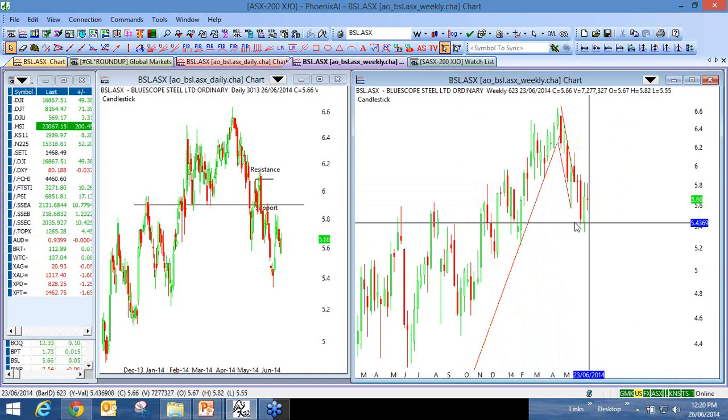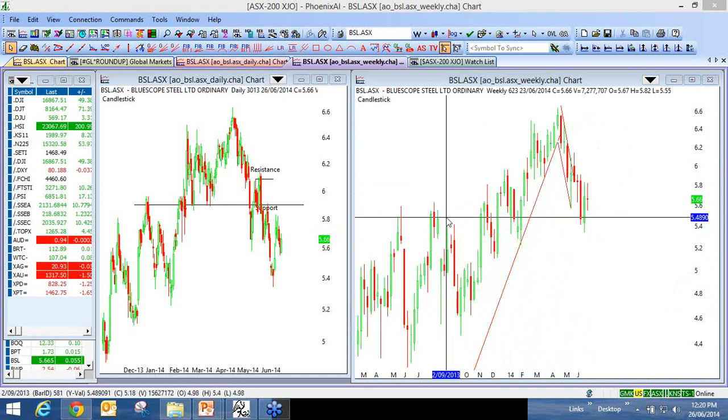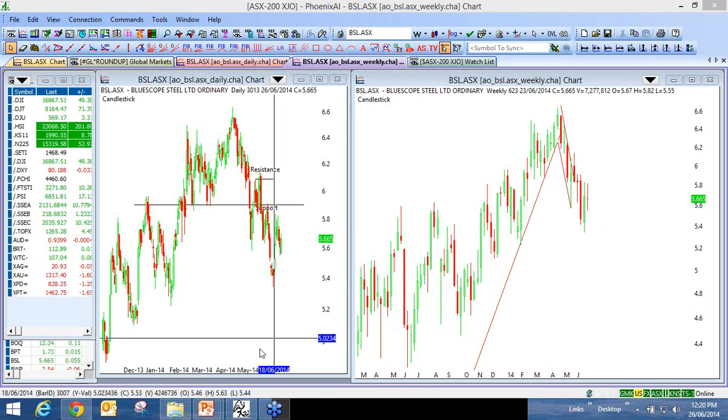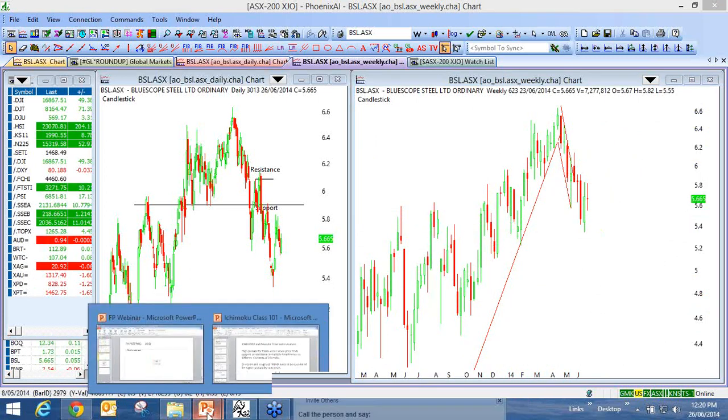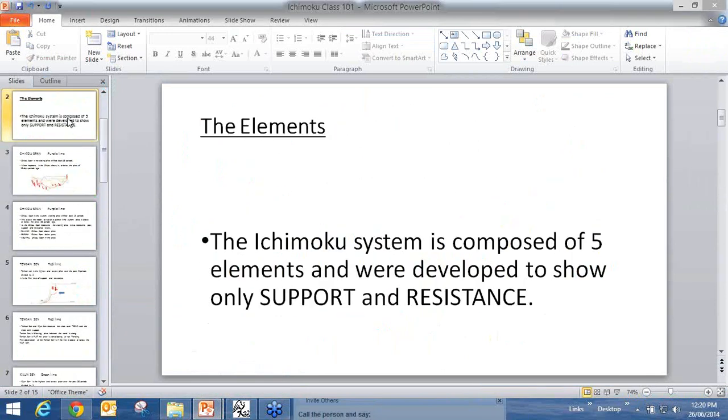As part of this webinar, there's also been a lot of interest in the Ichimoku indicator. Somewhere down the track we will run a special class on it, but for today, because you've logged in for today, I'll do a very quick presentation on Ichimoku and then come back to our workshop series.